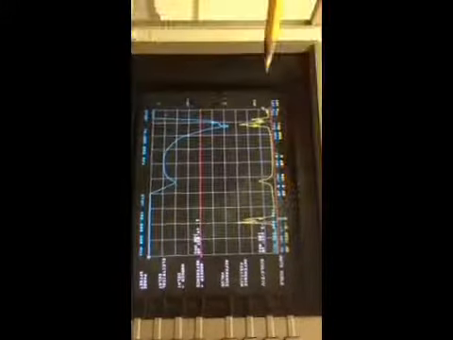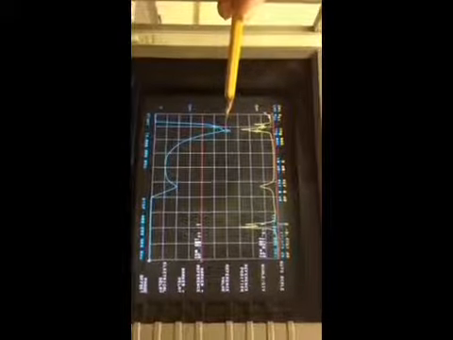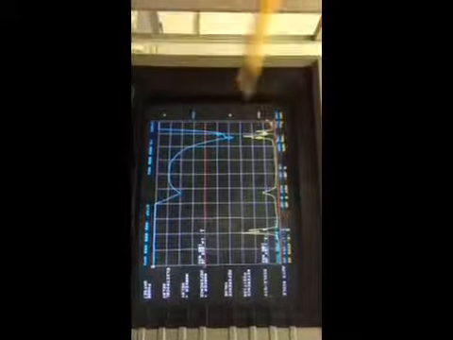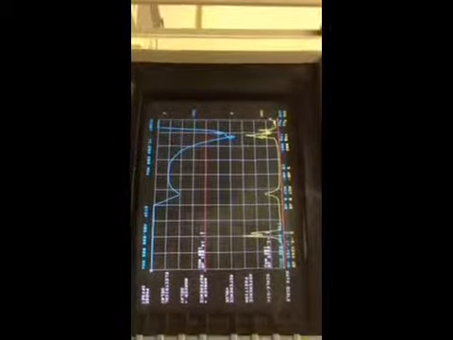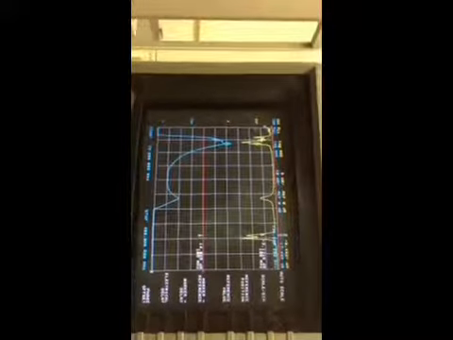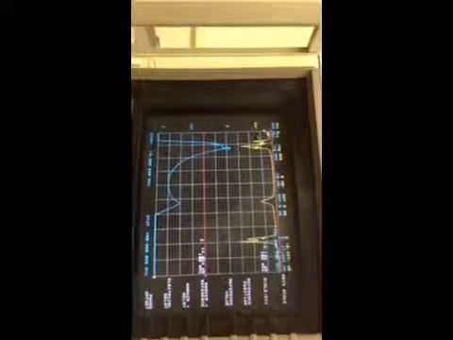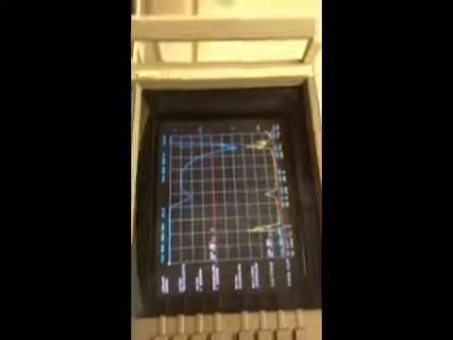Our marker 2 location is at 118 megahertz, and we can see 17 dB of gain, which is only a 3 dB loss. So overall, that is well within our specification and is going to provide us with great performance for the VOR.